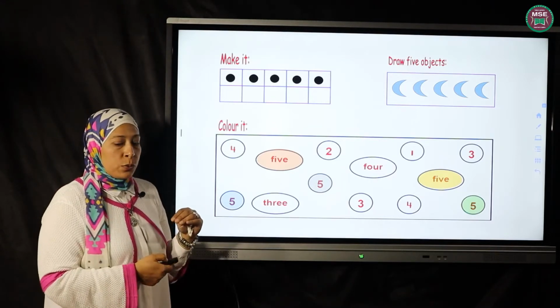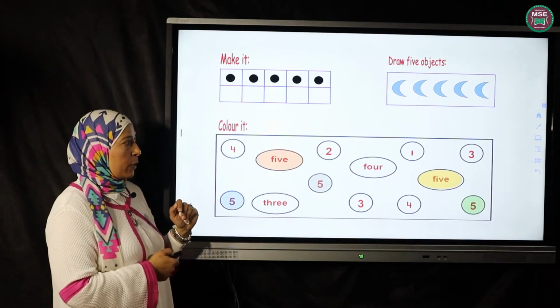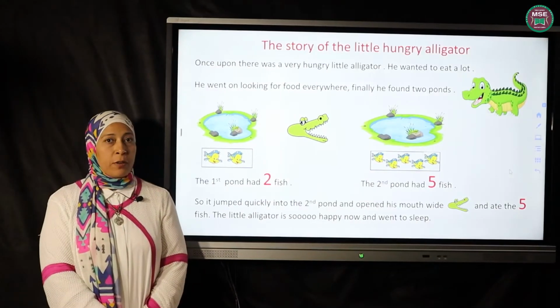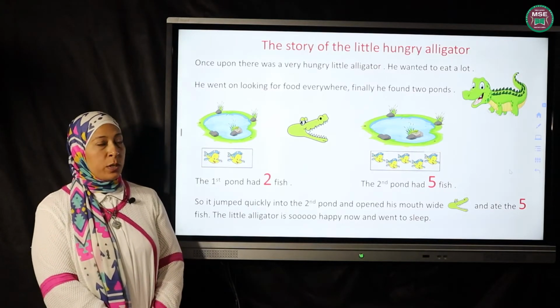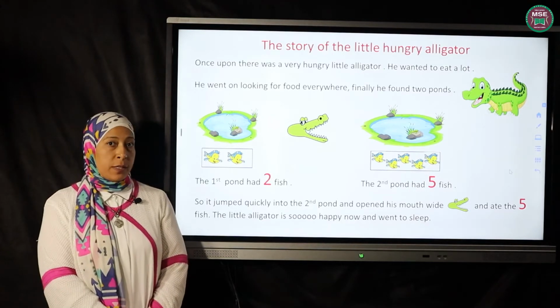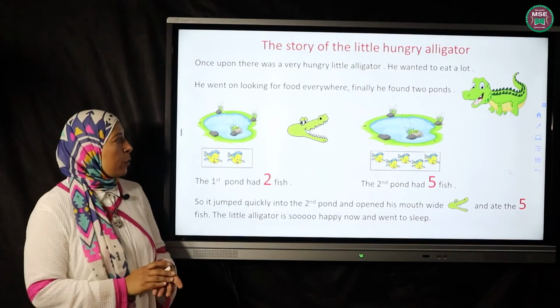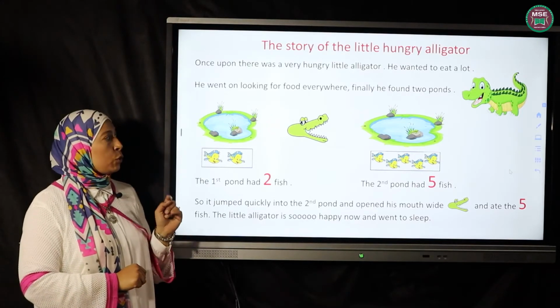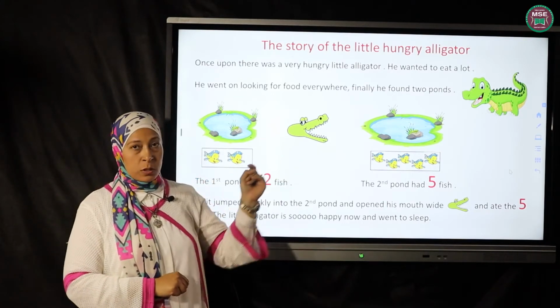Now we're going to move to something else, and I want you all to listen to me carefully, okay? This is the story of this little small alligator. He was very hungry. One day he was very hungry, and he started looking for some fish to eat. He started looking around everywhere, and when he was looking around, he found two ponds. The first one and the second one, okay?